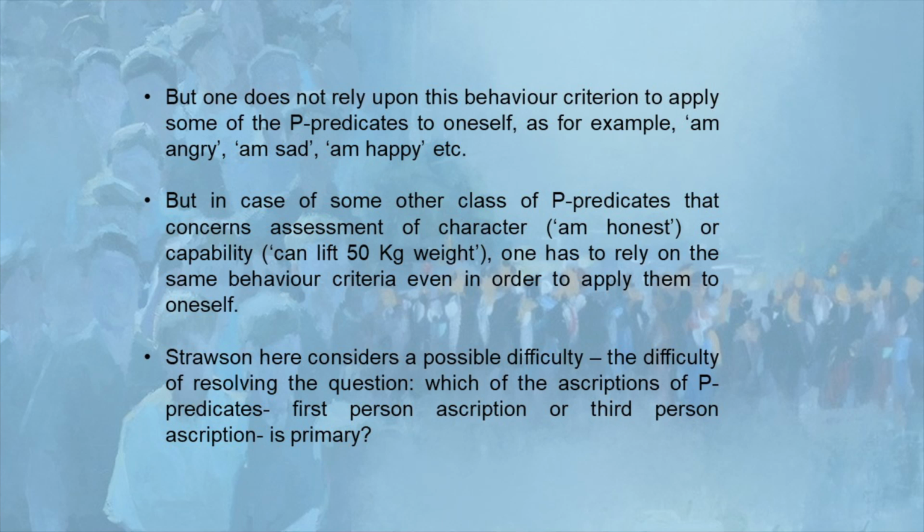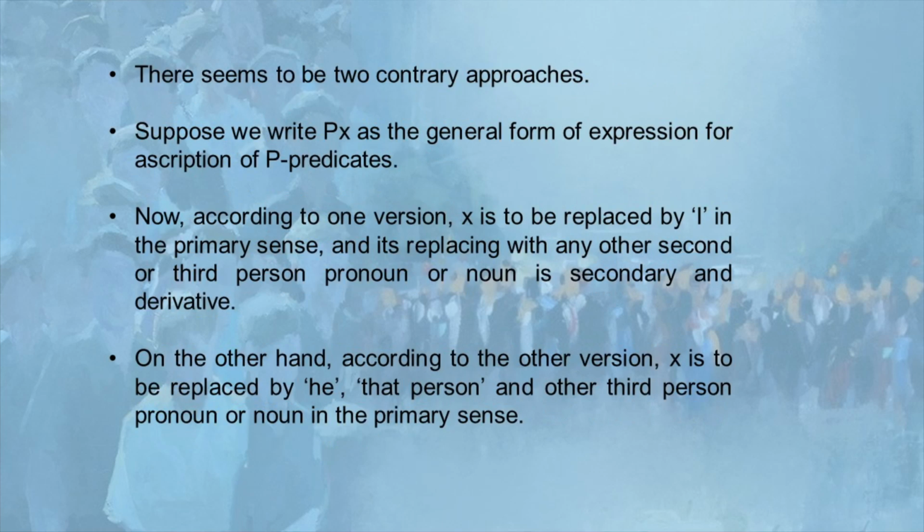Strawson here considers a possible difficulty, the difficulty of resolving the question of which ascription of P predicates, first person ascription or third person ascription, is primary. There seem to be two contrary approaches. Suppose we write PX as the general form of expression for ascription of P predicates. Now, according to one person, X is to be replaced by I in the primary sense, and replacing it with any other second or third person pronoun or noun is secondary and derivative.